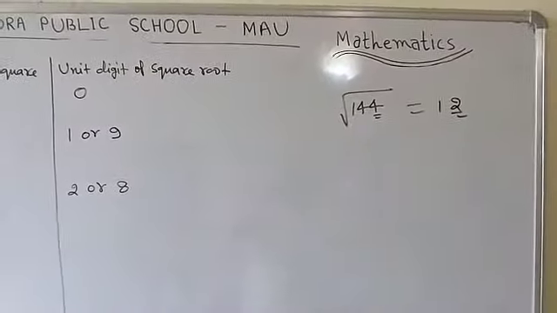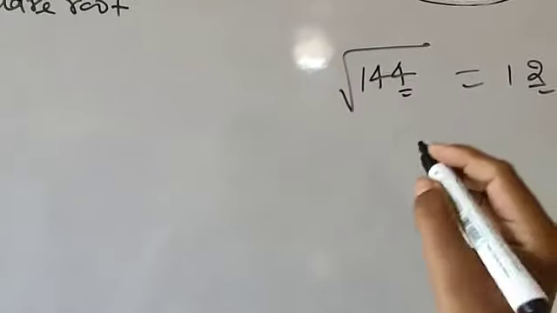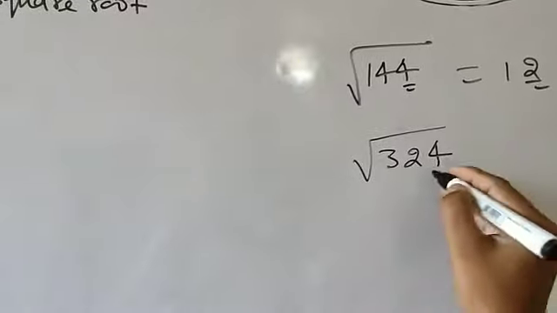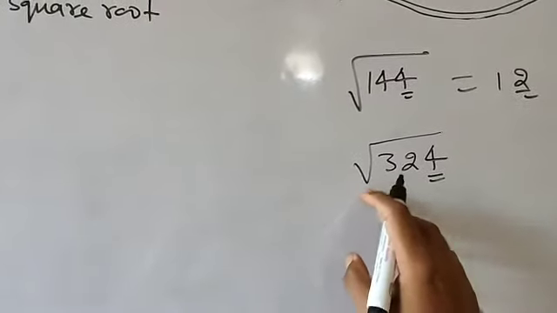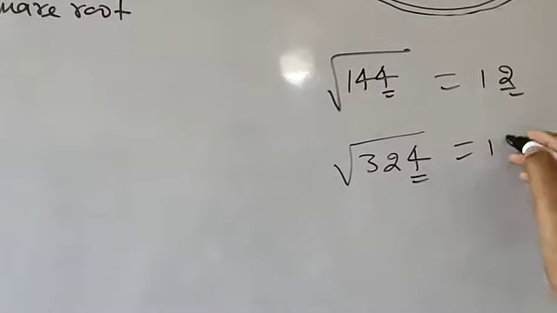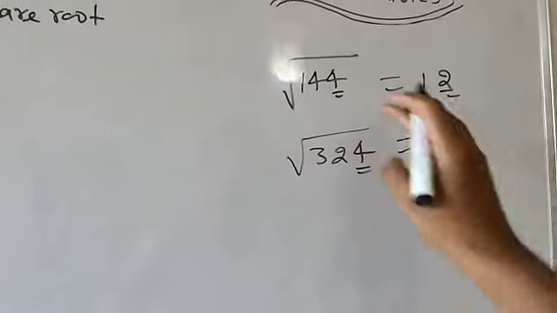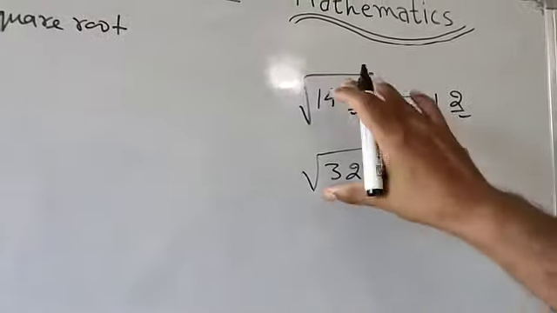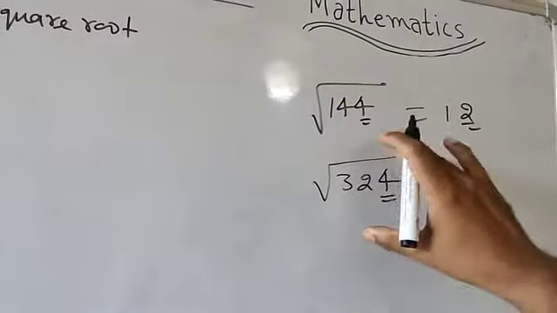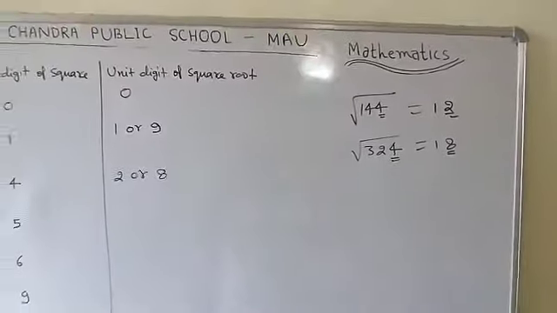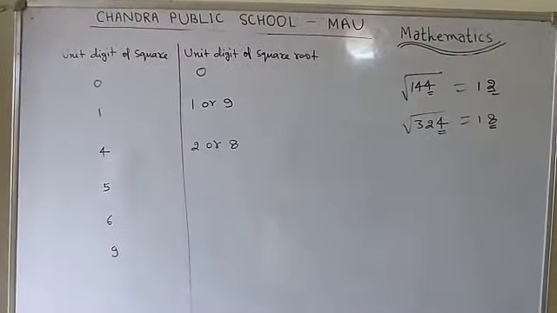Here I am going to take another example. If I write under root 324, here the unit digit is 4, and the square root of 324 will be 18. So what is the unit digit here? 8. So if the unit digit is 4 in the perfect square number, then in the square root of that number you will get either 2 or 8. Any of these two you can get.